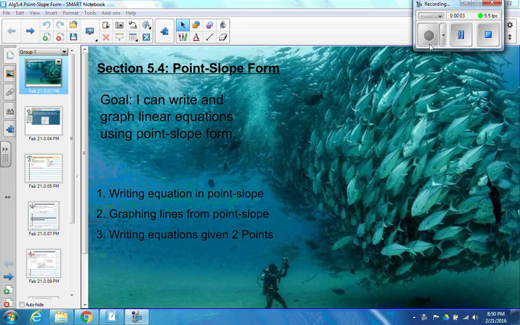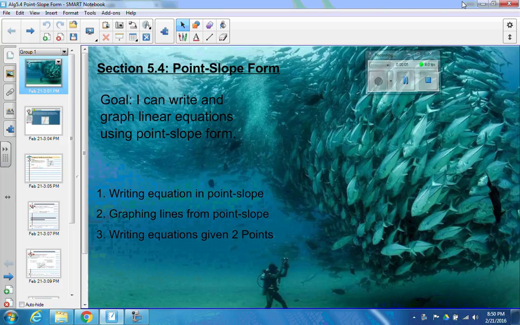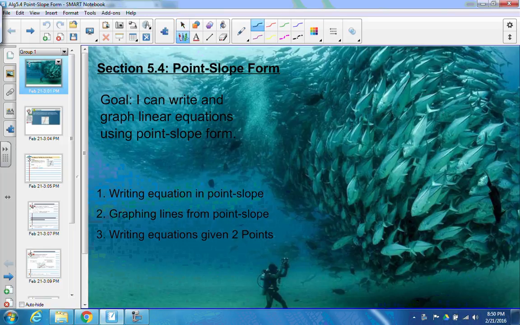Hey, students, it's Mr. Pouts, and we are here for section 5.4. And section 5.4 is all about point-slope form. So it's another way to write linear equations.